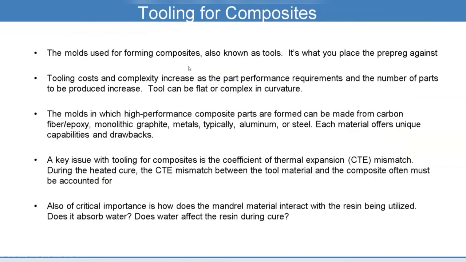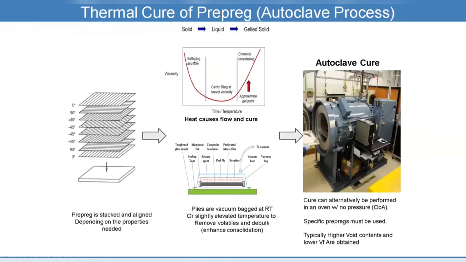And so you have some amount of softening and flow. The viscosity is fairly high. Then things become liquid. And then you have chemical cross-linking. And here, again, the viscosity will be changing. And here, you're going to have an approximate gel point of some kind. Here, I'll go into this in more detail, but plies are vacuumed at room temperature or slightly elevated temperature to remove any open air that you may have inside.